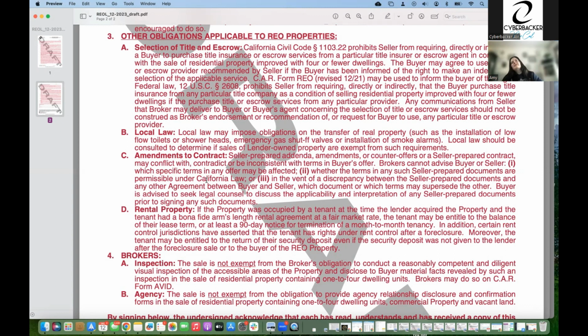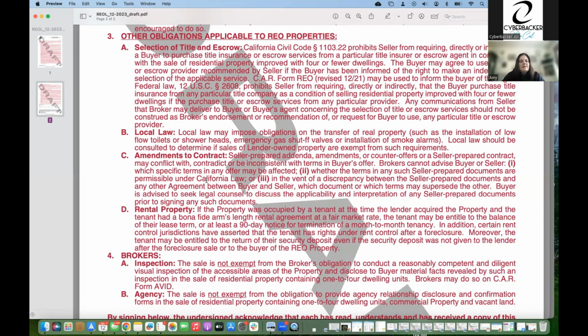Almost always on a bank-owned property, they're going to have a bank-owned addendum that they're going to require you to sign as part of the acceptance of that contract. So that's outlining that there on 3C.